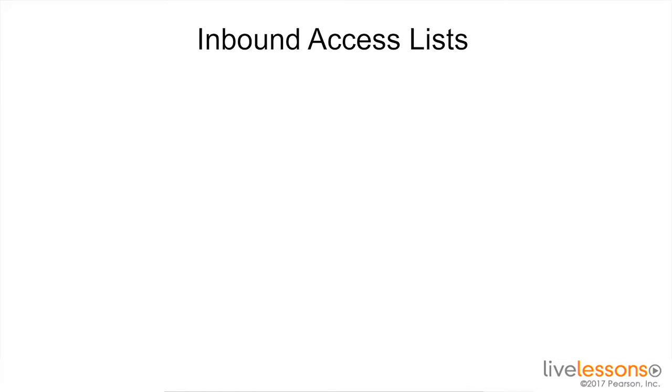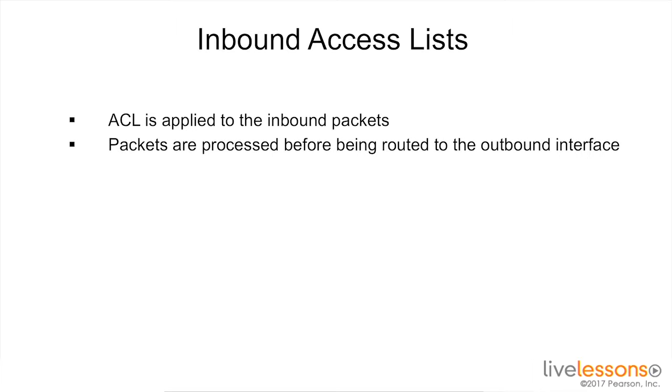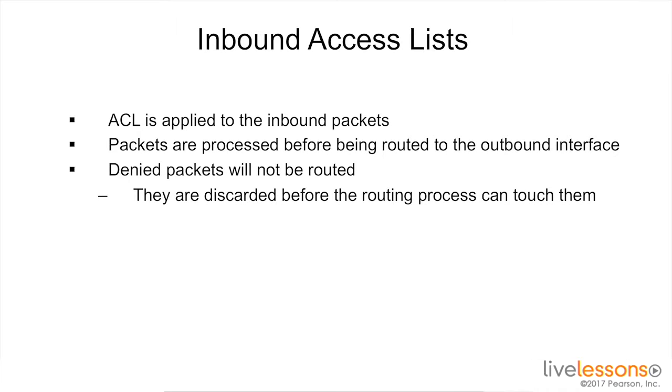First type of access list we're going to cover is an access list applied to the inbound interface. When an ACL is applied to the inbound interface, it is applied to the inbound packets. Packets are processed before being routed to the outbound interface. Denied packets will not be routed. They are discarded before the routing process can even touch them.